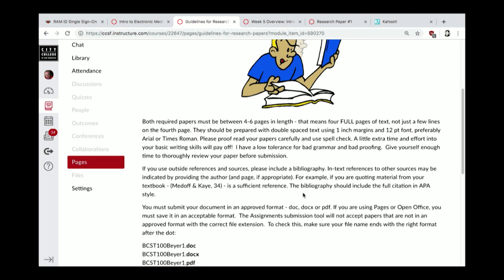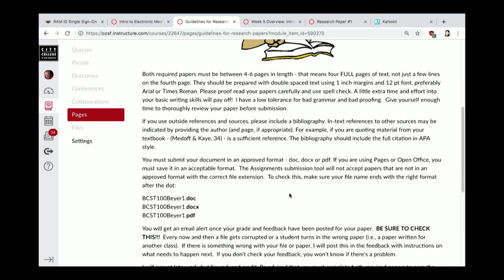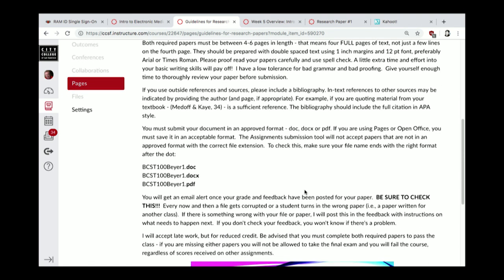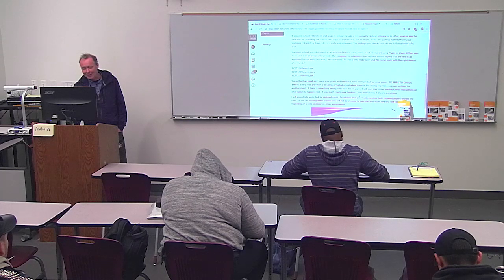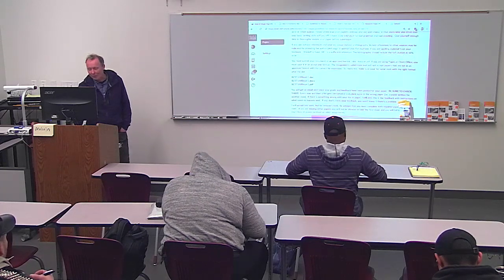So that's just 4 to 6 pages in length, double space, 12 points. Citation, basically, if you're citing the textbook, it is very simple. You just put the names of the author and the page number that you're citing. If you're citing other resources, we would like you to use the APA format.